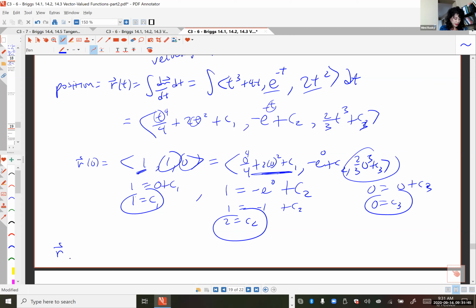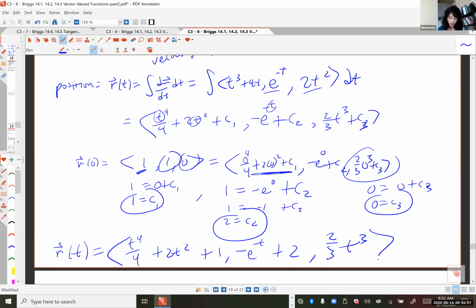So the final result is the position vector is going to be t to the 4th over 4 plus 2t squared plus 1. The middle component will be negative e to the negative t plus 2. And the last component will simply be 2/3 t cubed. There's your final result for that. So we're officially done with that portion of section 14.3. And now we're going to do the hard part, projectile motion.